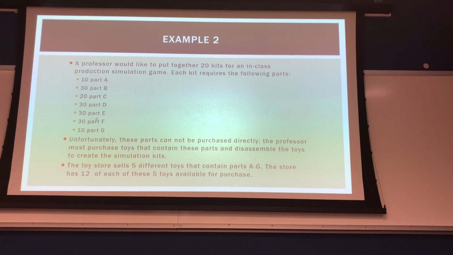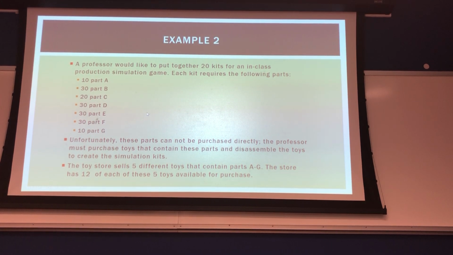But instead, in this one, we're going to be purchasing products because we're the professor that's trying to put together 20 kits for an in-class simulation game, and you need all of these parts. You need 10 A's and 30 B's, etc. Okay. Problem is, they don't sell these parts individually. If they did, we wouldn't have to have this model. So, obviously, they don't sell these parts individually. Instead, they're in these toys that we have to disassemble and get the parts out of.